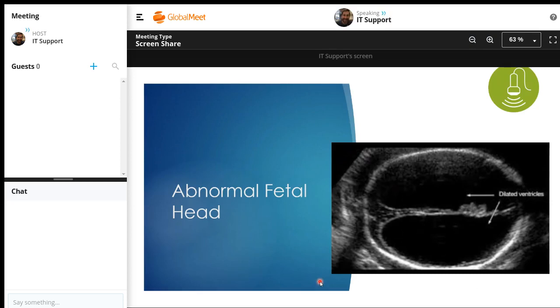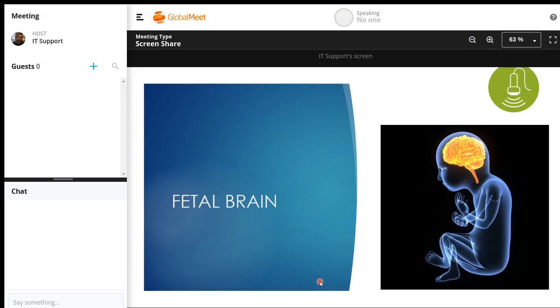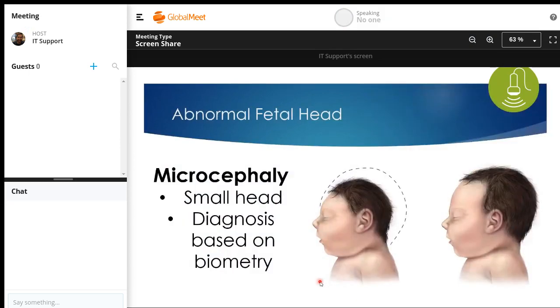All right, so we'll talk about the abnormal fetal head. So lots to talk about here. We'll start with the brain itself. We'll talk about microcephaly first. Microcephaly is simply a small head. Diagnosis is based on biometry. If the BPD and HC are below 2 standard deviations of what it should be for gestational age, then microcephaly will be questioned.